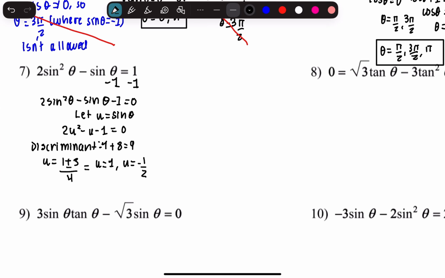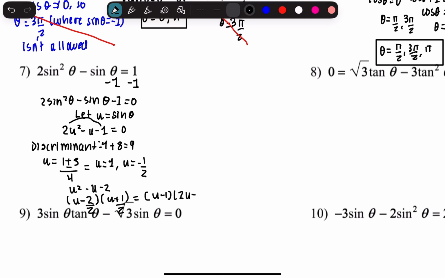Or you could just factor the normal way too, which would be 2 u squared minus u minus 1. What multiplies to negative 2 but adds up to negative 1? That would be negative 2 and positive 1. Divide by 2, and that would also give u minus 1 and 2u plus 1. Essentially it's the same thing.